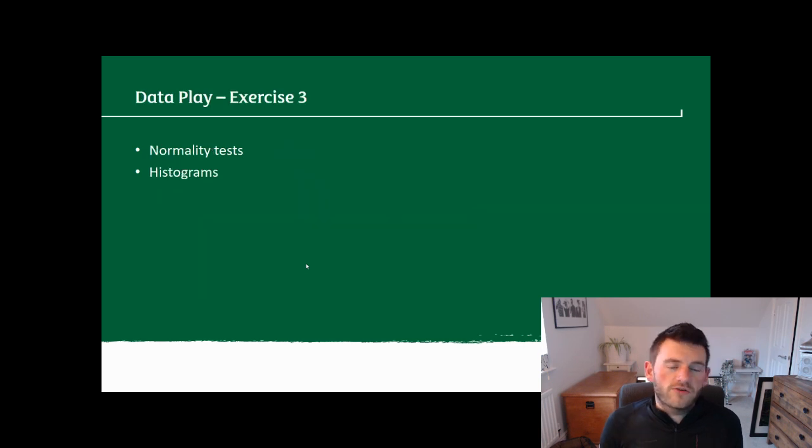And so that's what you're going to do now. Once you've had a read of the StatsTutor materials, have a look at exercise 3, where we're going to run some of those normality tests. We're going to run some histograms as well, so we can look at distributions in our continuous measures in our data set, and then also compare those in terms of how they look visually to what these normality tests will throw up.